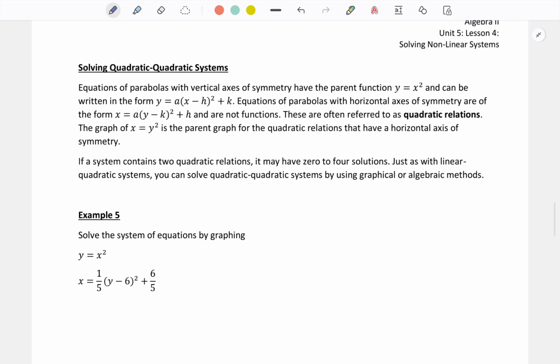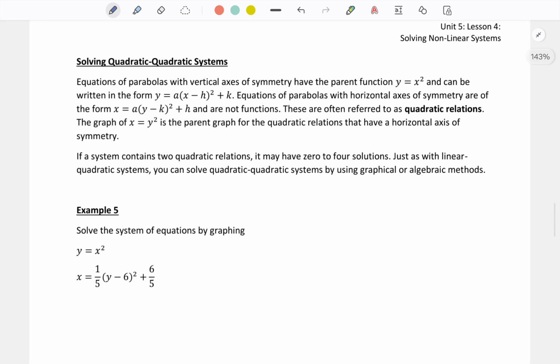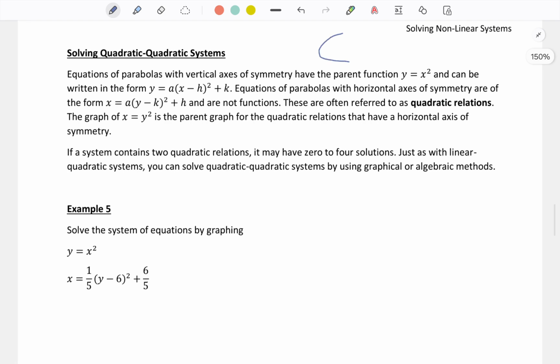All right, so for solving quadratic systems or any other system, we are going to graph these. You can have horizontal parabolas that look more like they're going from side to side. As a result, if you have a horizontal parabola and a vertical parabola, you can actually have up to 4 intersections. So if you do have 2 quadratic relations at all, it can have from 0 to 4 solutions.